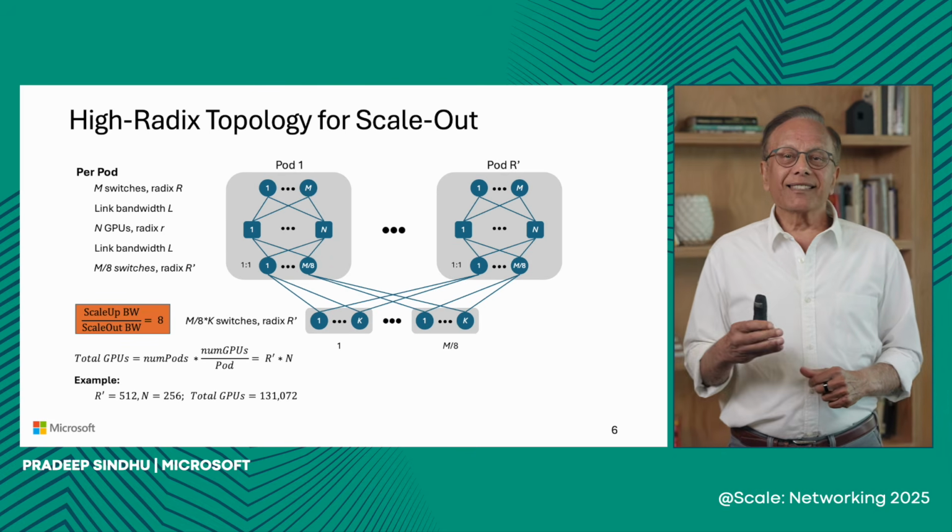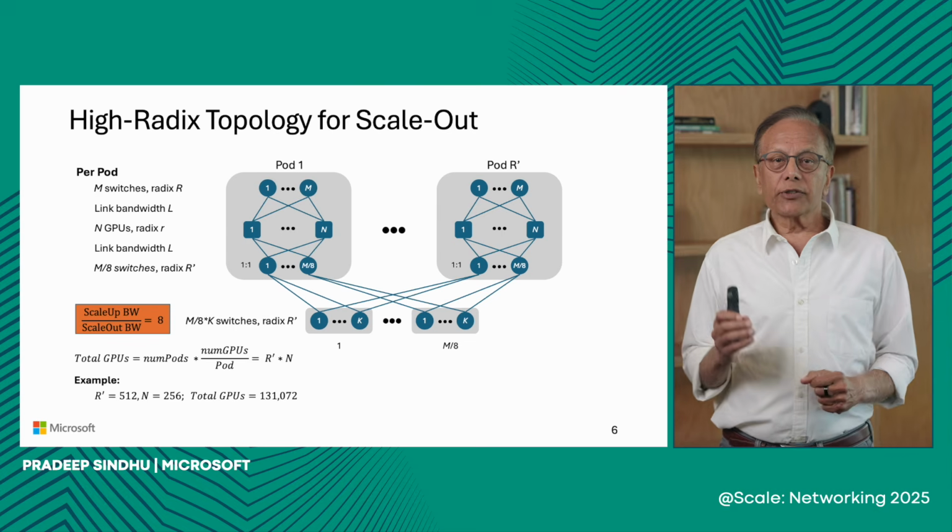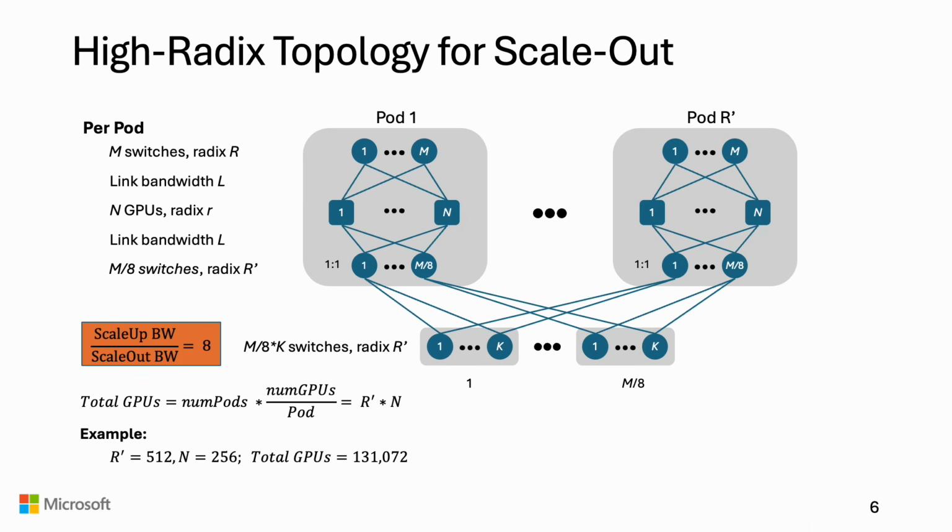Let's now look at the scale-out topology. You'll see that here you've got these pods, multiple pods. Each pod is defined by the fact that the GPUs in the pod are connected using the scale-up part of the network, which is shown above the N GPUs in each pod. And the scale-out portion is shown below.